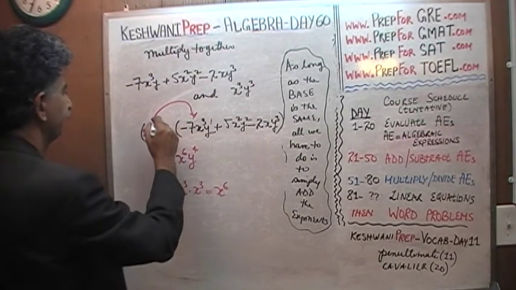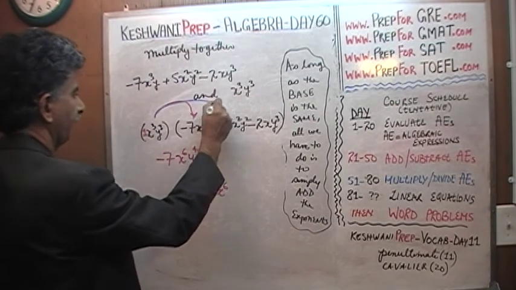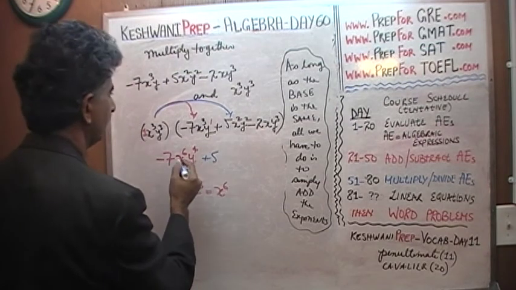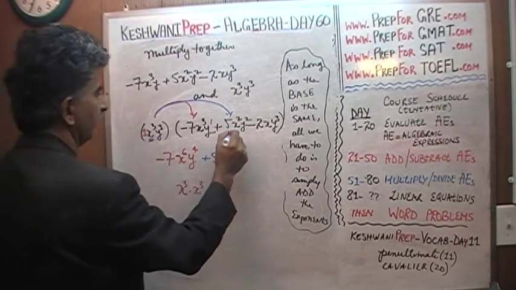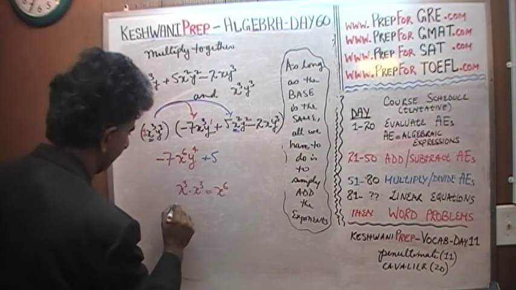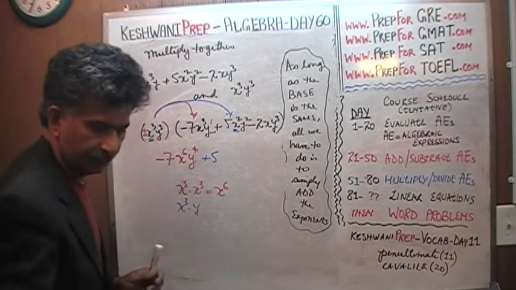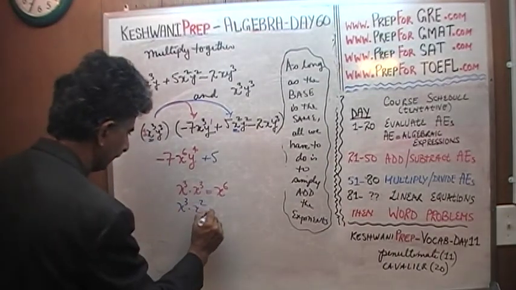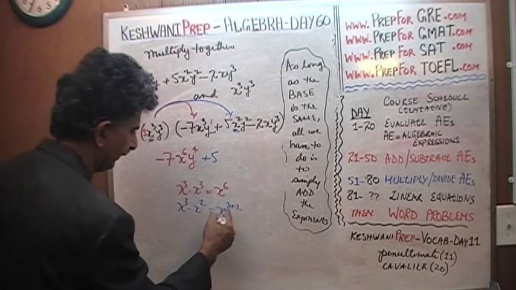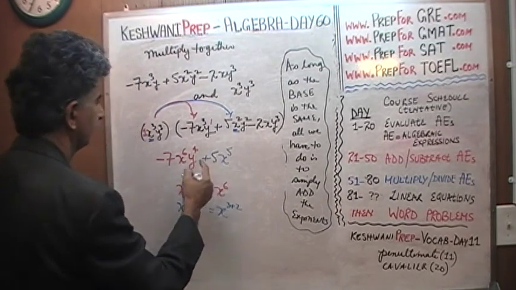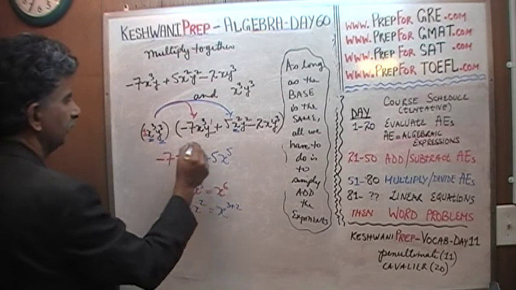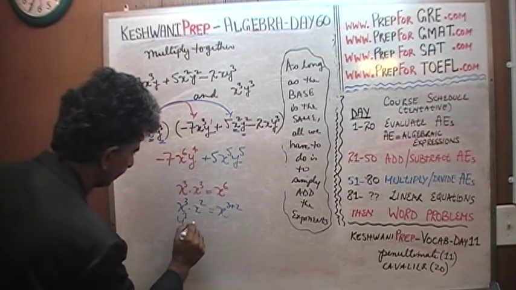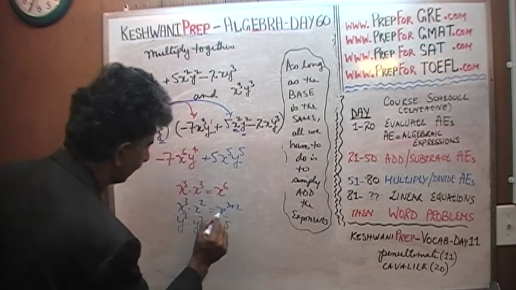Let's move on to the next one. Positive 1 times positive 5 is positive 5. x cubed times x squared is x to the 5th. Simply add the exponents. y cubed times y squared is going to be y to the 5th.